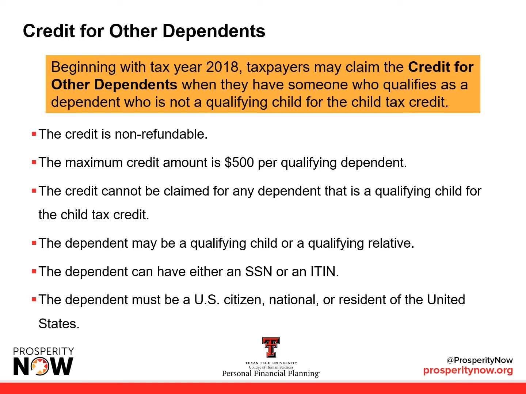The dependent may be a qualifying child or relative. The dependent can have either a Social Security number or an ITIN. The dependent must be a U.S. citizen, national, or resident of the United States.